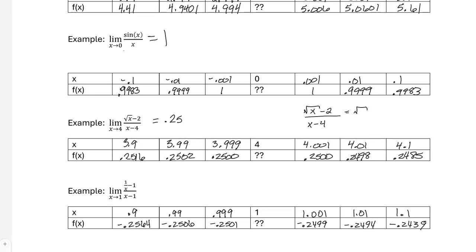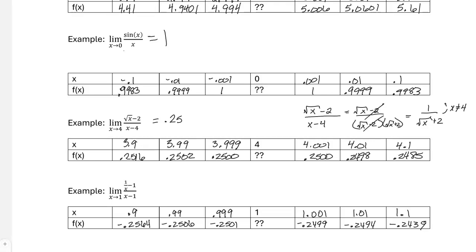So we could factor that bottom. That's really a difference of squares. We just don't usually think about it that way. So that's square root of x minus 2, square root of x plus 2. And you can see how those reduce. And that gives us 1 over the square root of x plus 2. This function looks like this as long as x is not equal to 4. Because if we were to plug a 4 in here, then this factor would be 0.